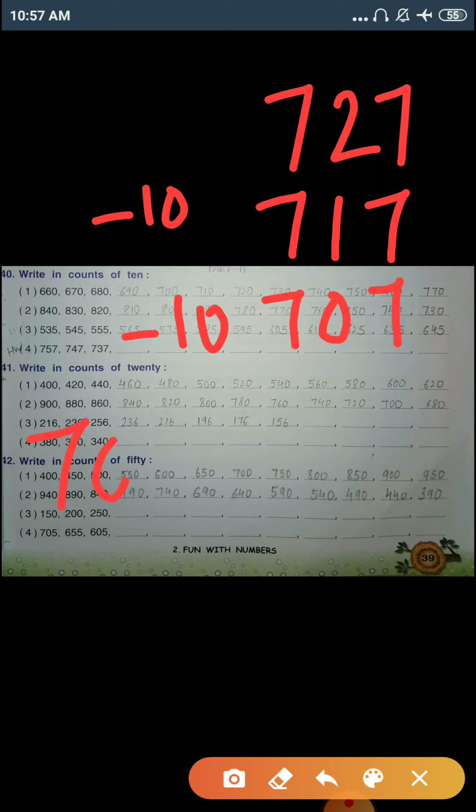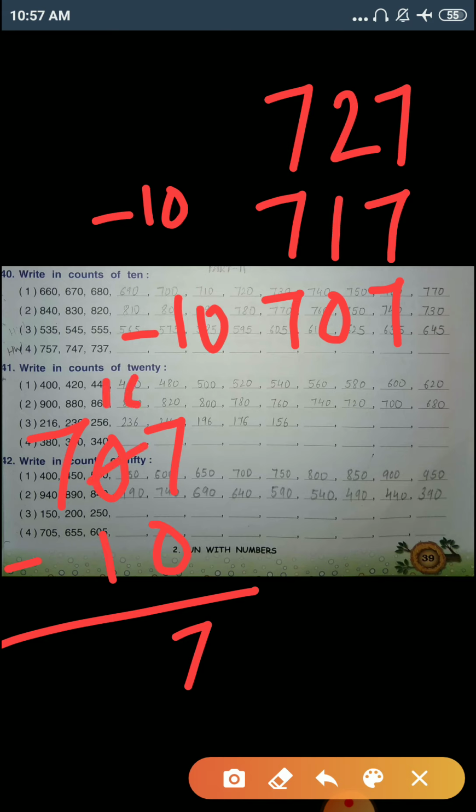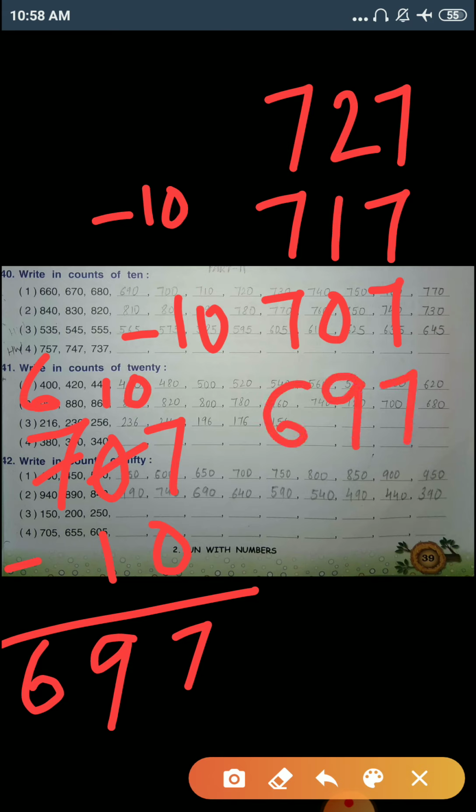Now, again we are going to subtract 10 for the next number. So, let's see 707 minus 10. 7 minus 0 will give you 7. 0 minus 1 is not possible. For that, we need to cut this 0 and write here 10. Now, 10 minus 1 will give you 9. Again, we'll cut this 7 and write here 6, and 6 as it is. That means the next number is 697. Again, subtract 10, 687. So, with the help of this method, you need to find out the next numbers.